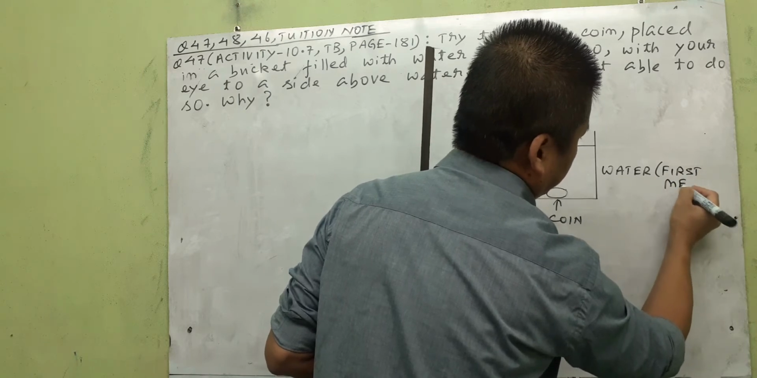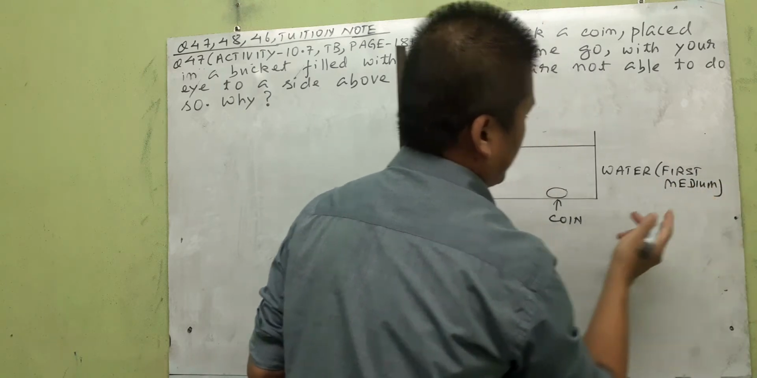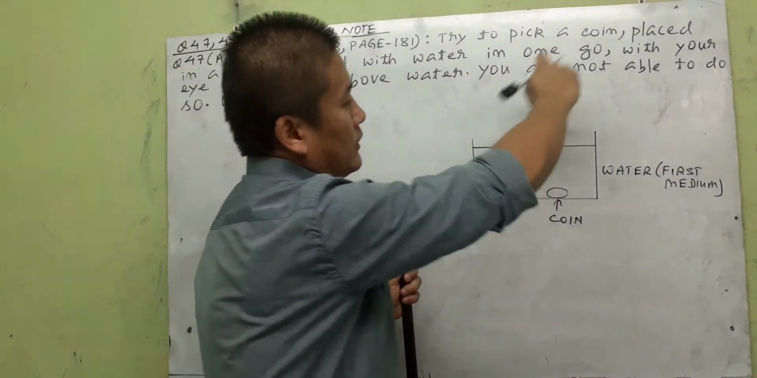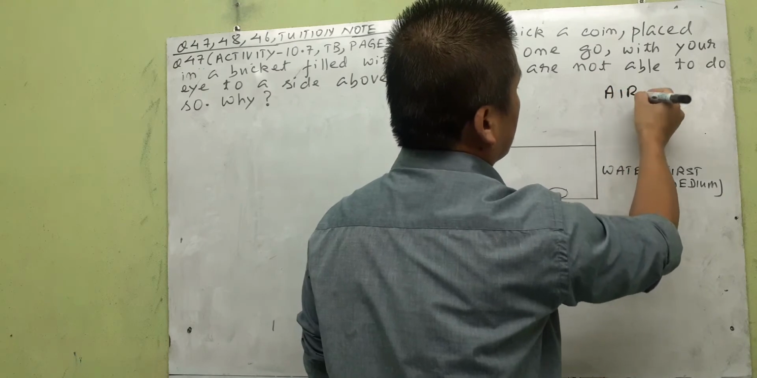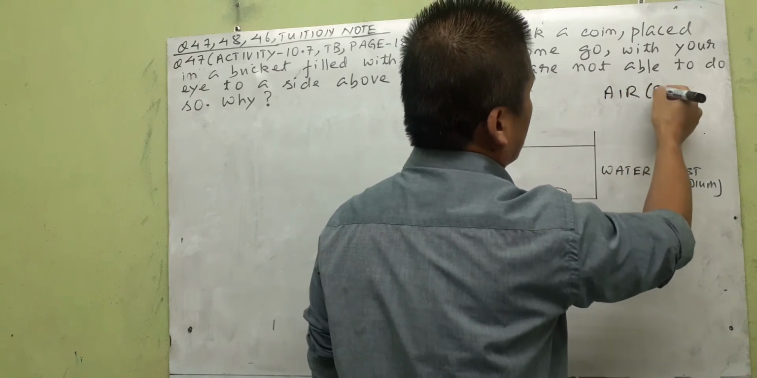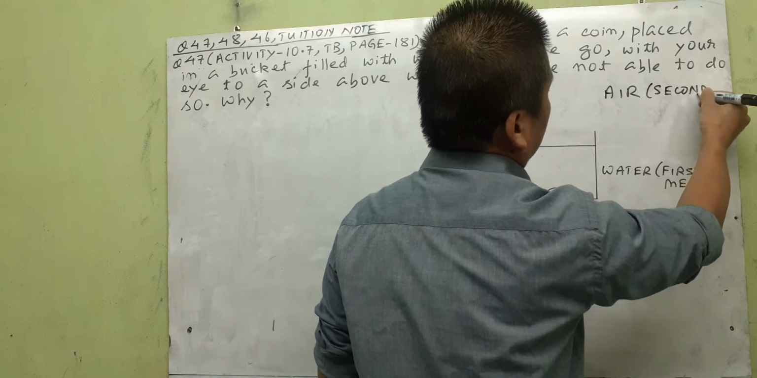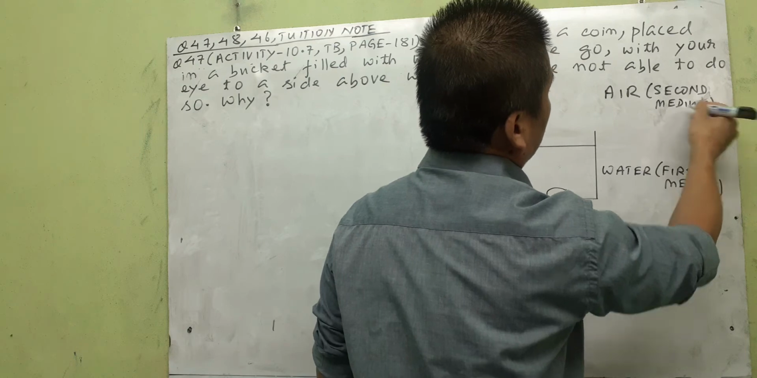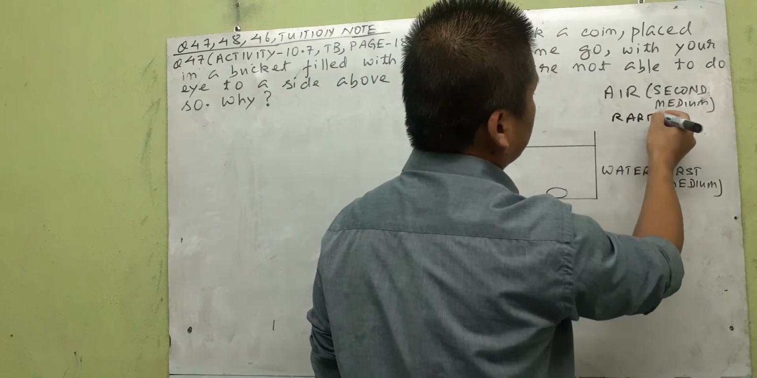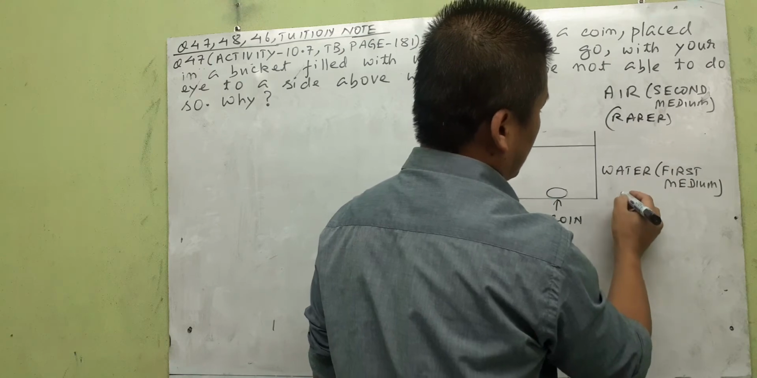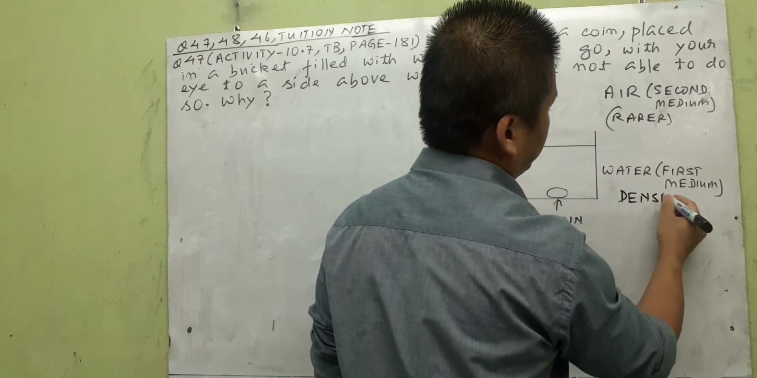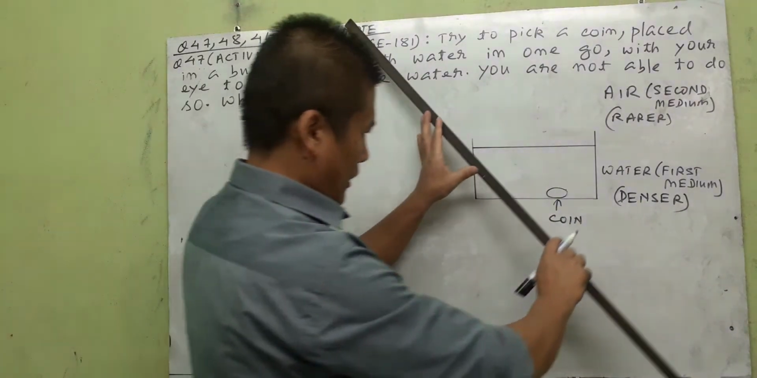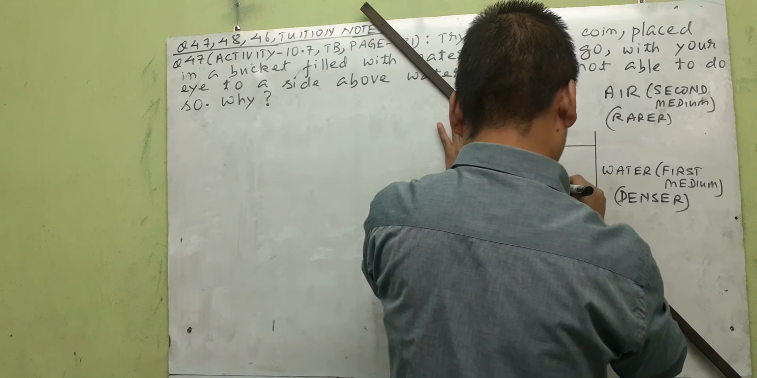First medium. Okay, and then that means the light rays passing first from water into the air. Above the water is, we know, air, and air is the second medium. And we also know that air is the rarer medium compared to water, which is the denser medium.